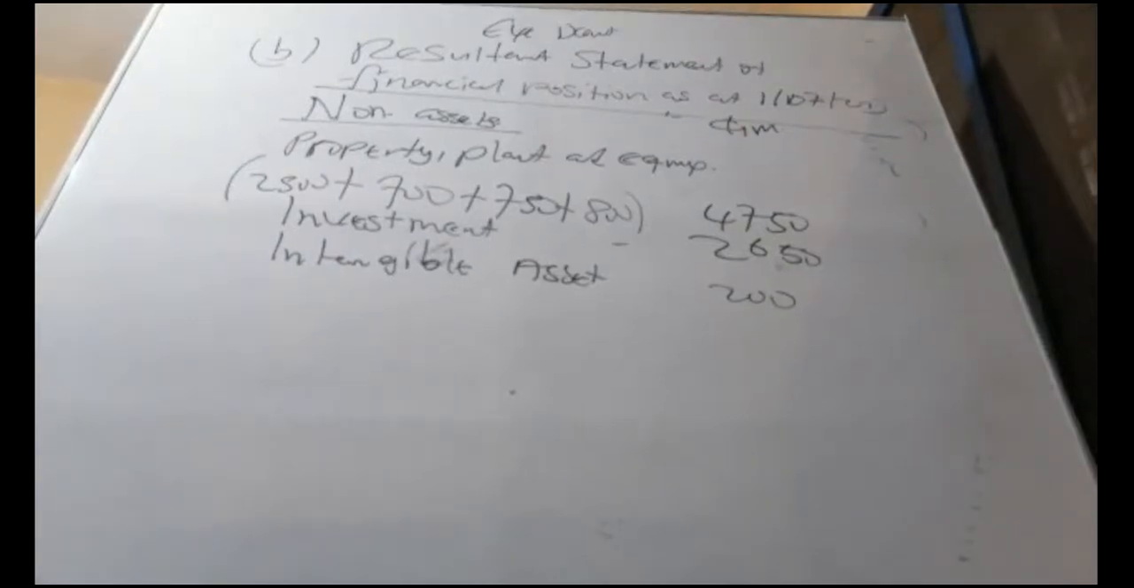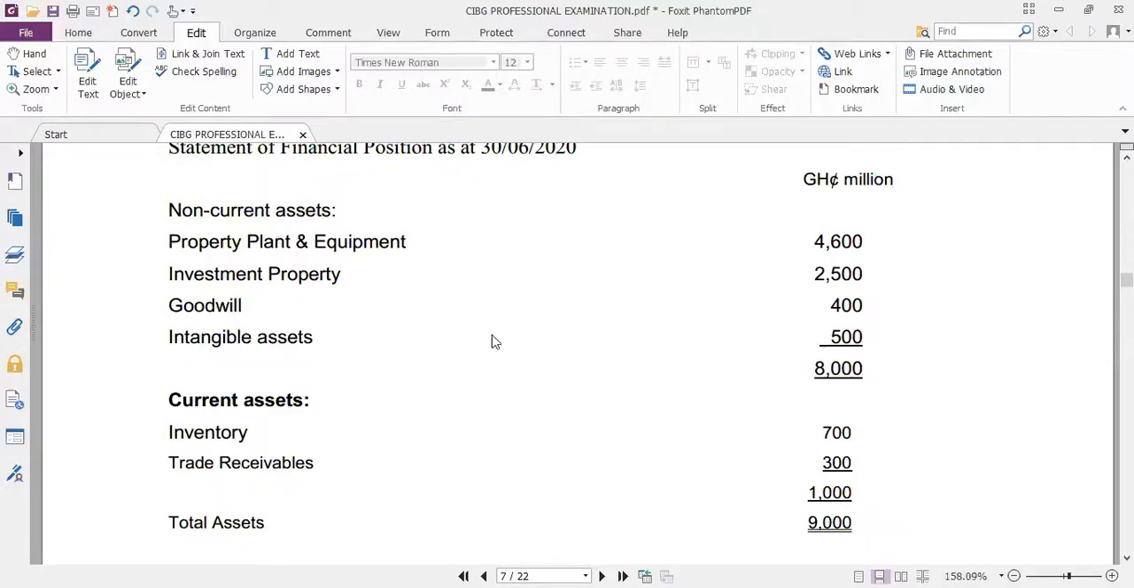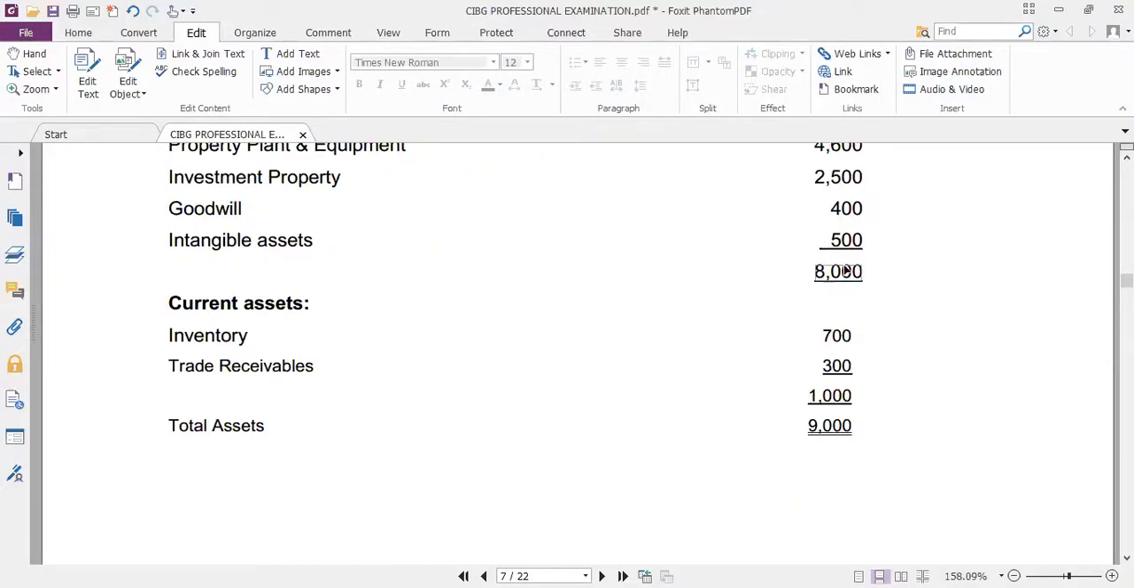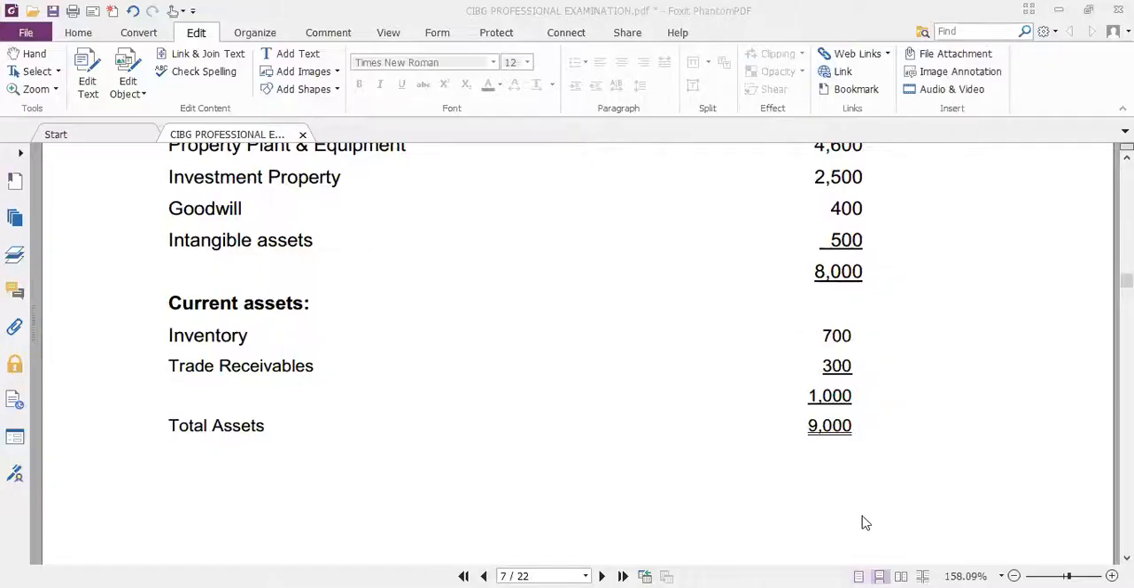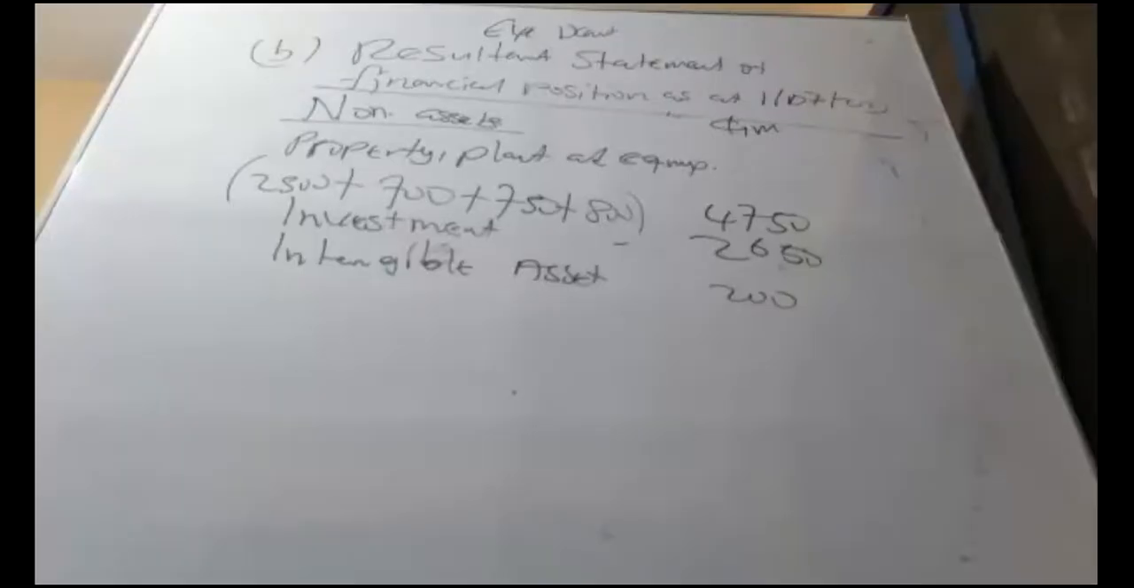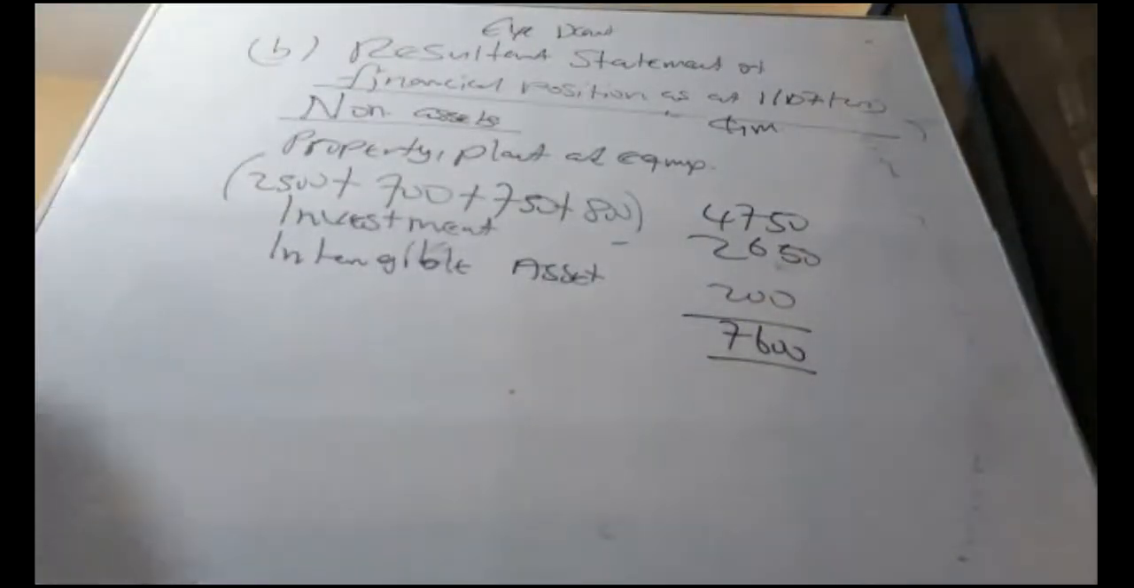Now let's move on. When they stop, we stop. When they move, we move, but not with their figures. They sum it up, so let's also sum it up. Total. Before you go to inventory, you are following them. So let's sum it up first. 7,600. Perfect. Let's go to inventory.